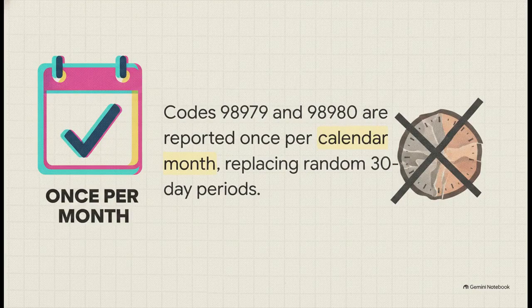Now catch this subtle little wording change because it has massive workflow implications. Did you notice the shift to a calendar month? The guidelines explicitly stipulate that codes 98979 and 98980 should only be reported once in a calendar month, and that's regardless of how many therapeutic monitoring modalities you performed in that month. This completely replaces those old, confusing, rolling 30-day periods. Everything is now tethered cleanly to the calendar month.